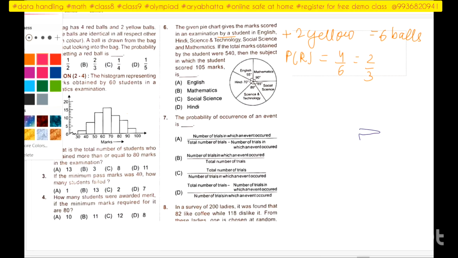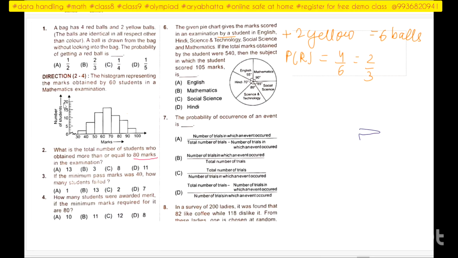In the histogram, they are asking what is the total number of students who obtained more than or equal to 80 marks in the examination. More than, we also have to include, and equal to, we also have to include. So which of the bars do we have to include, beta? More than 80 marks, right?